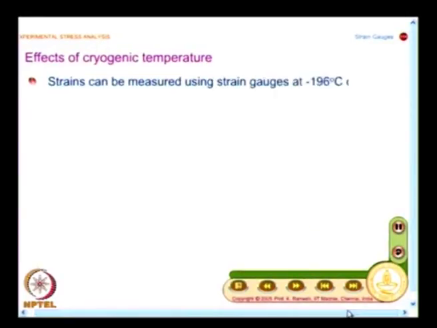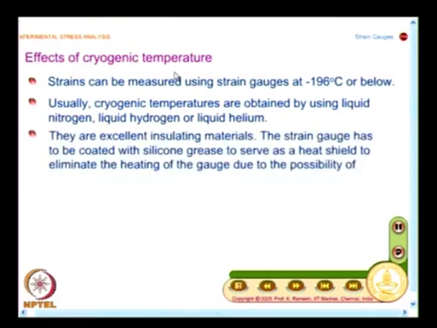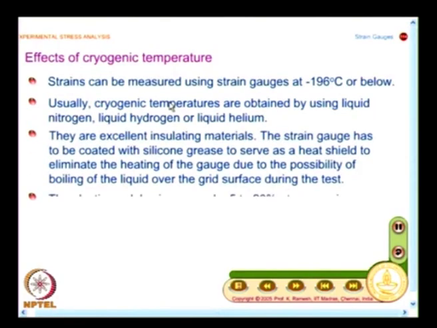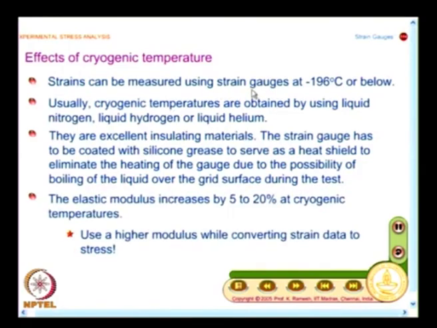Now, we move on to how to consider the effects of cryogenic temperature. What happens? See, what is mentioned is strain gauges can be used to measure strain below minus 196 degrees centigrade. And one of the significant effects here is the elastic modulus increases 5 to 20% at cryogenic temperatures.